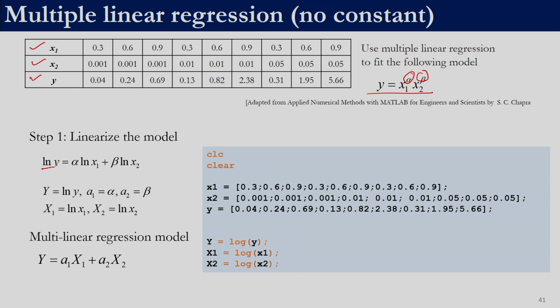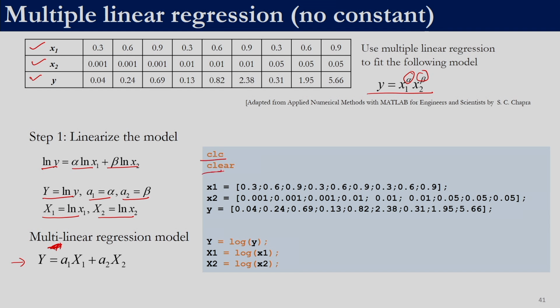We will take ln y is equal to alpha ln x1 plus beta ln x2. If we use the variable capital Y to indicate ln y, a1 for alpha, a2 for beta, capital X1 for ln x1 and capital X2 for ln x2, we basically end up with this model. The only difference is previously we had a naught plus, and right now we do not have this constant coefficient. So, it is going to be exactly the same except that for determining the x matrix which has to be fed into the regress function, we will not stack it with a column of 1s.